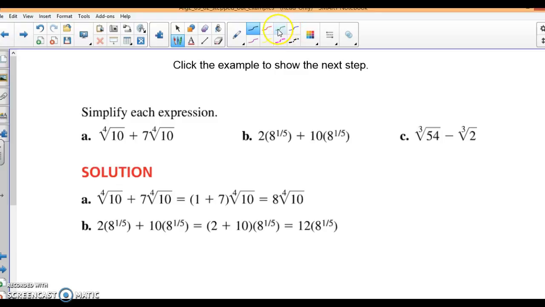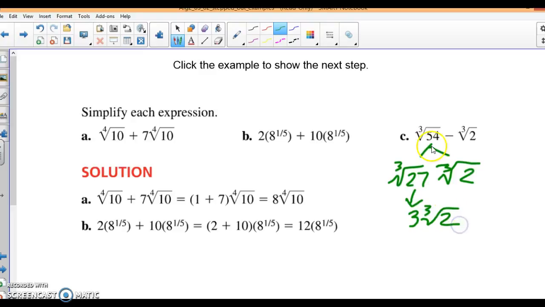So I know that this 54 can be broken down into the cube root of 27, right, which we said was one of our perfect cubes, and the cube root of 2. So this can then further simplify because I know the cube root of 27 is 3, and then I have the cube root of 2. So now that I have that, I've got 3 cube roots of 2 minus 1 cube root of 2, which will give us our final answer.